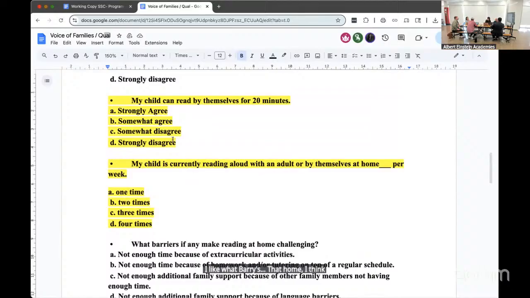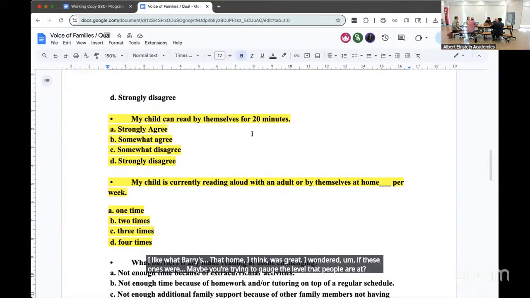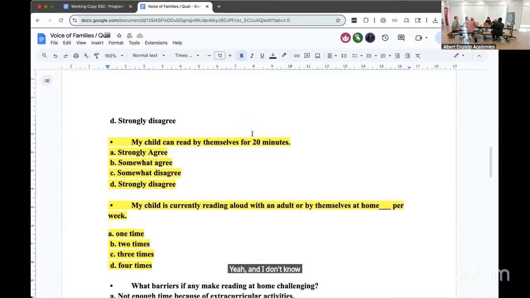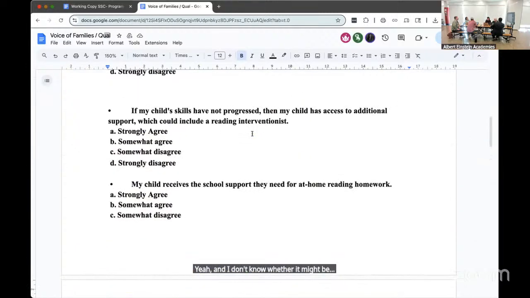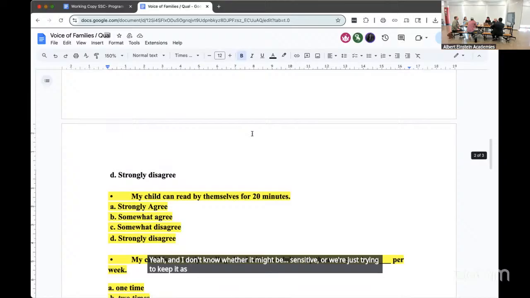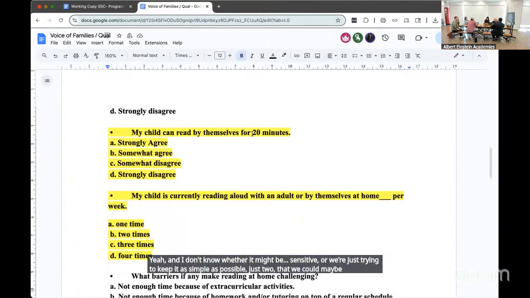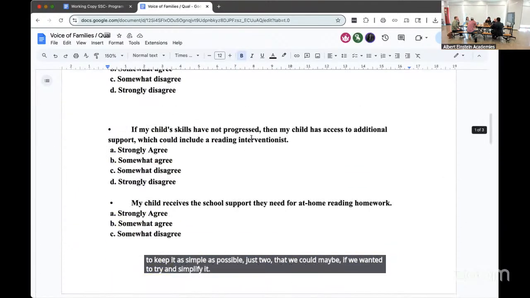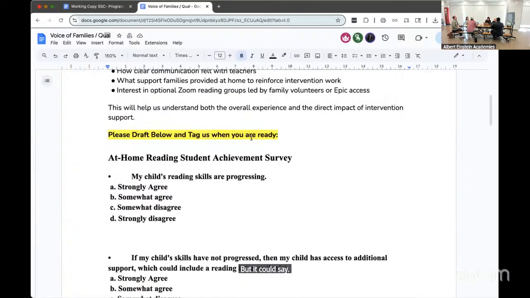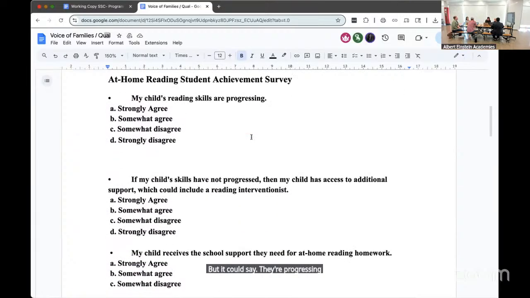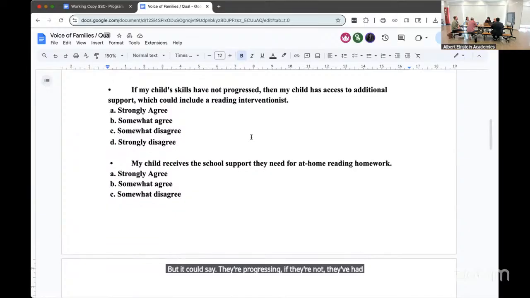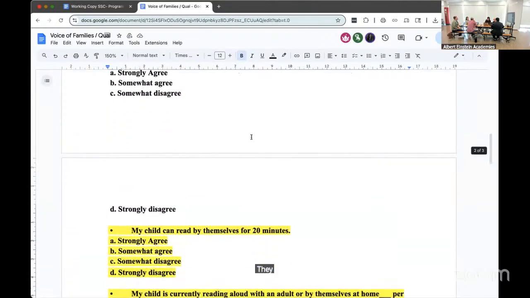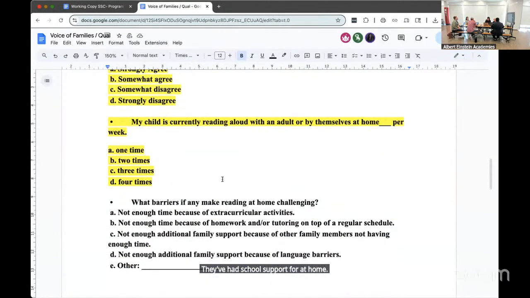I wondered if these ones were maybe trying to gauge the level that people are at, like reading level. I don't know whether it might be sensitive, or we're just trying to keep it as simple as possible. If we wanted to simplify it, it could say they're progressing. If not, they've had access, they've had school support at home, and then maybe the barriers.